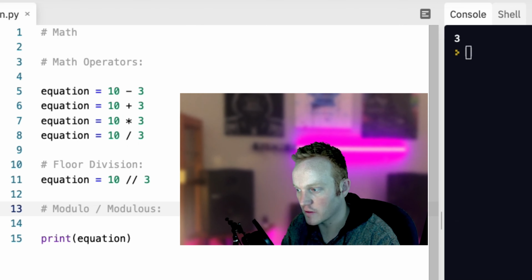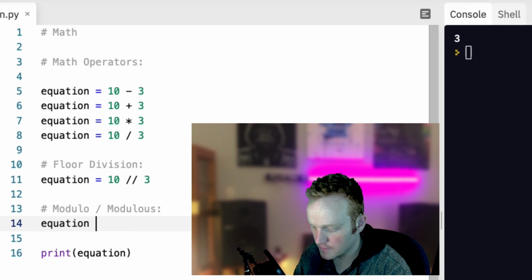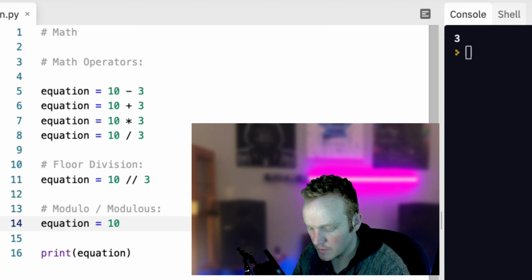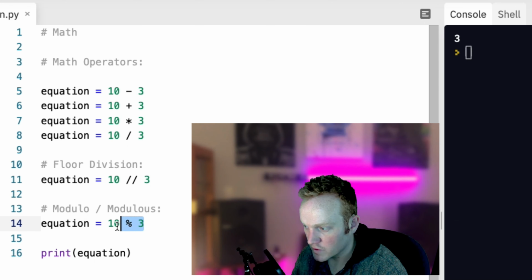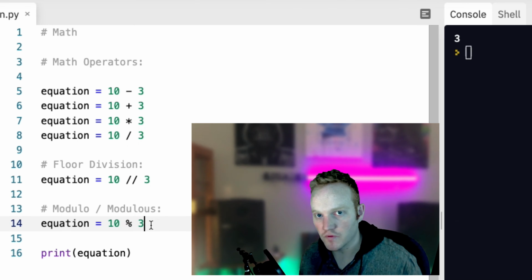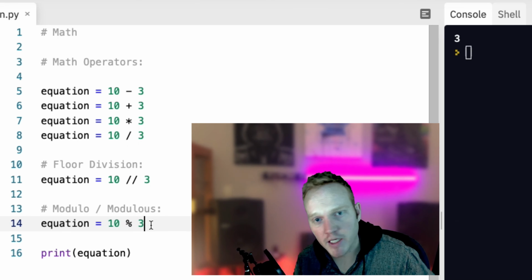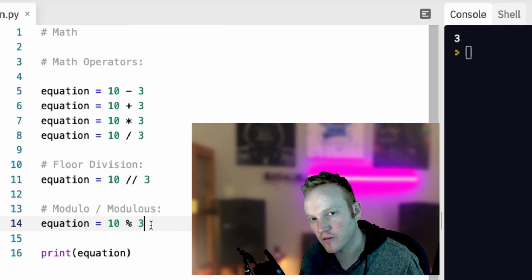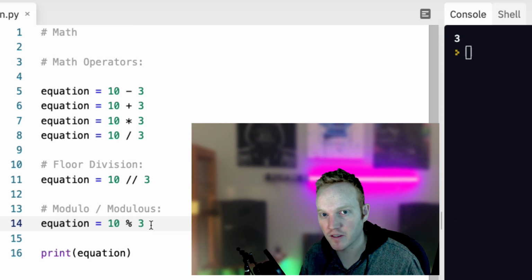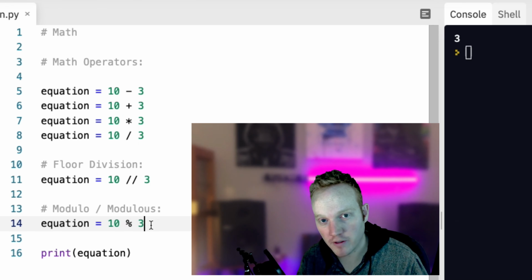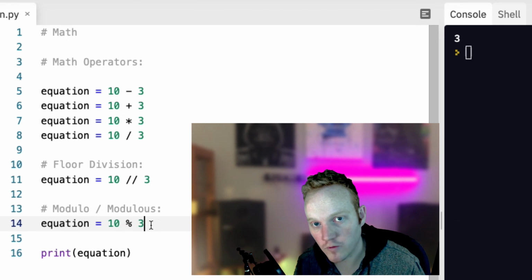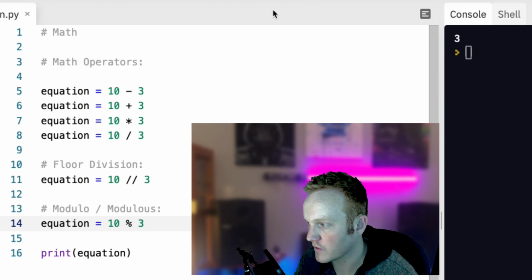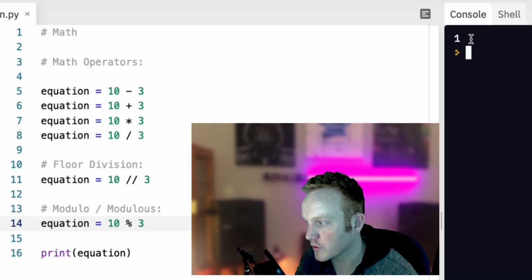I think the official name is modulus. So let's do an equation. Now I'm going to do this percentage sign, shift 5, and a lot of people get confused with this. If you've ever done a long division before, a lot of times you'll get a remainder. So this is still doing 10 divided by 3, but instead of giving me 3.33, it's going to give me the remainder only. There is a remainder of 1 when I do 10 divided by 3. So if I hit run now, it's going to give me the remainder of 1.